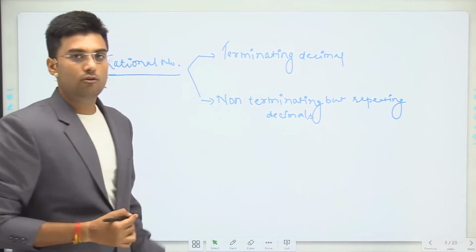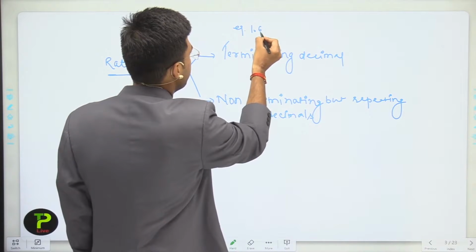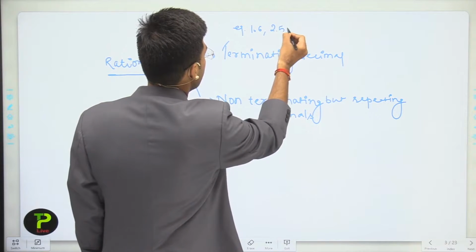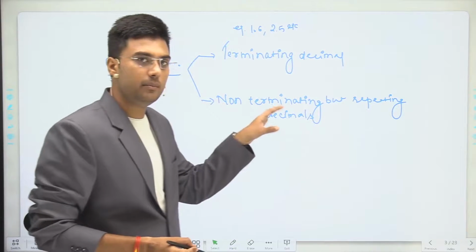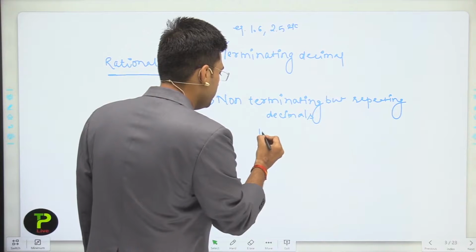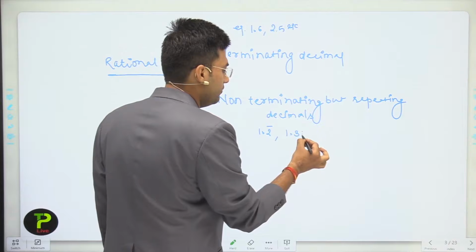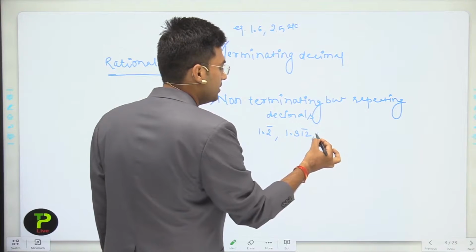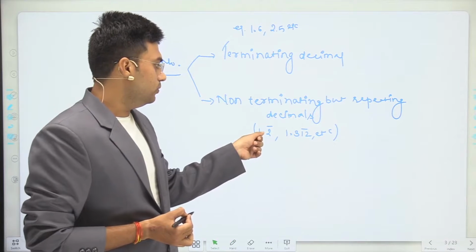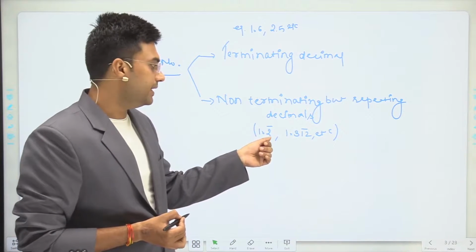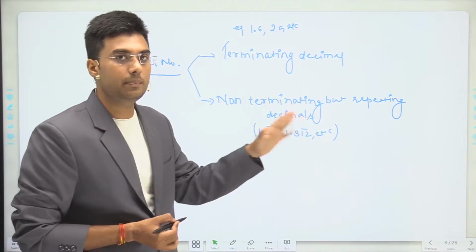Okay. For example, 1.6, 2.5, these are terminating decimals. And if you talk about the non-terminating but recurring decimal, for example 1.2 bar, 1.312 bar, these are the non-terminating but recurring decimals, in which 1.222, so after the decimal 2 is repeating, and here after the decimal 3 is non-repeating but 12 is repeating.